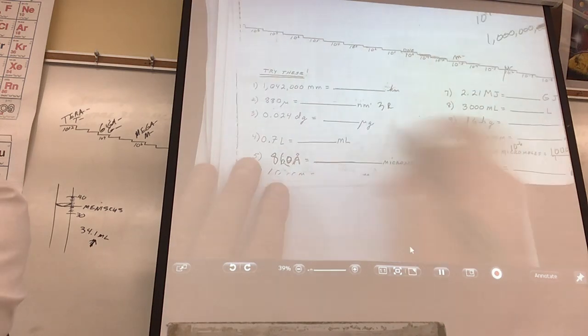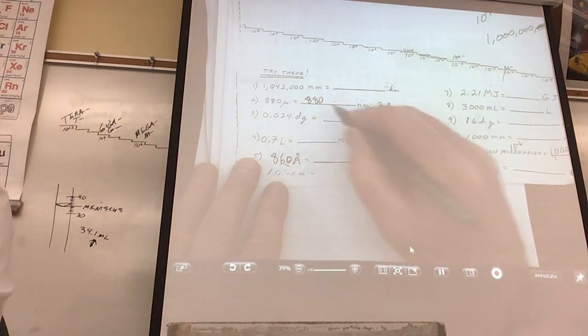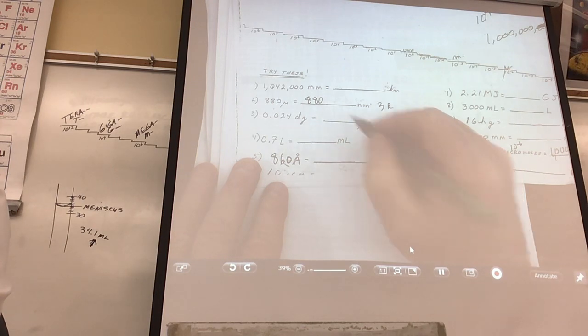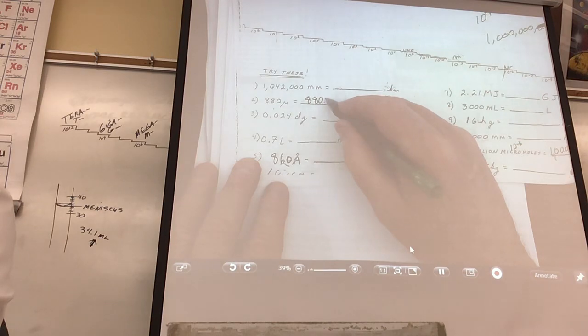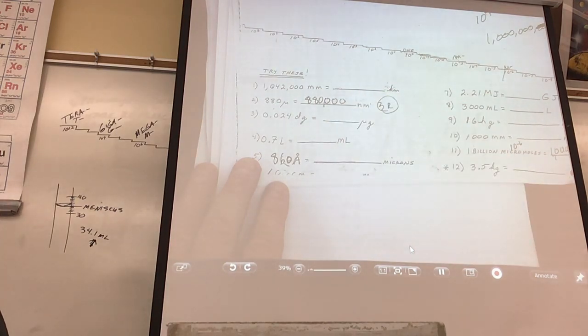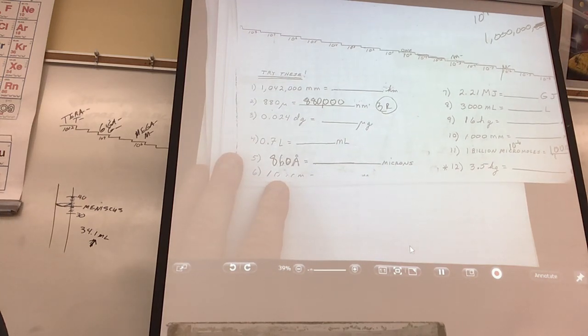So I take the number 880, and don't tell me there's no decimal in 880, right? Isn't there a decimal? It's there. But I have to do what to the decimal? Move it 3 to the right. 1, 2, 3. Raise your hand if you got 880,000. Okay, now, if you didn't, do you remember what happened?